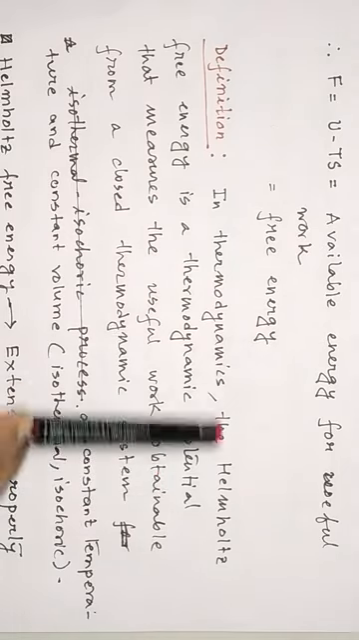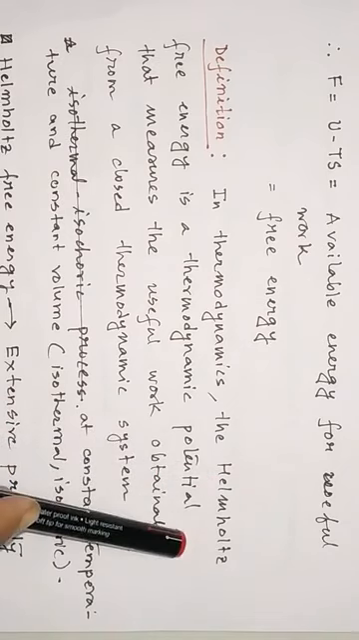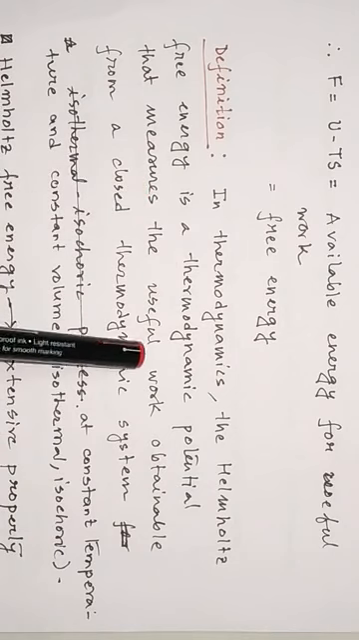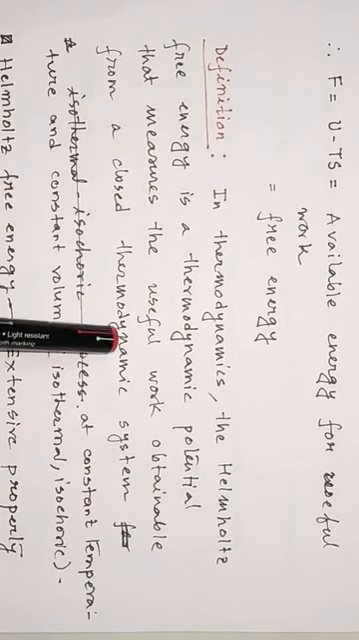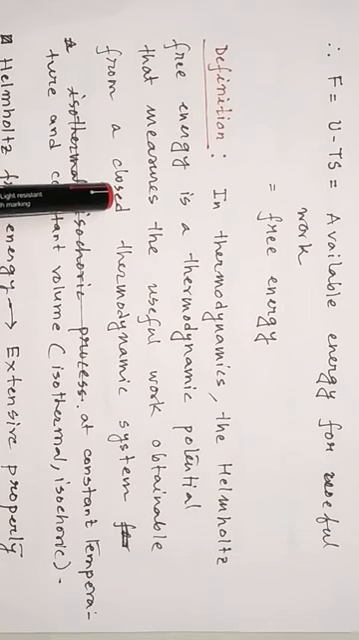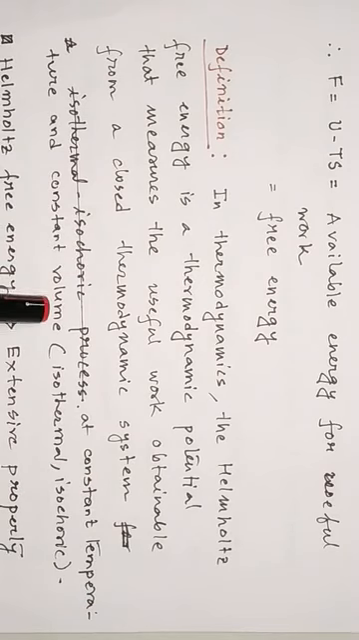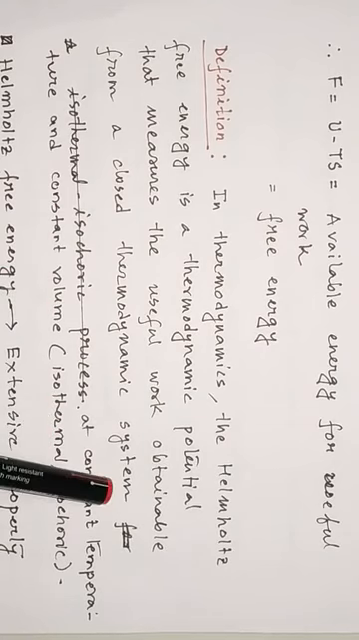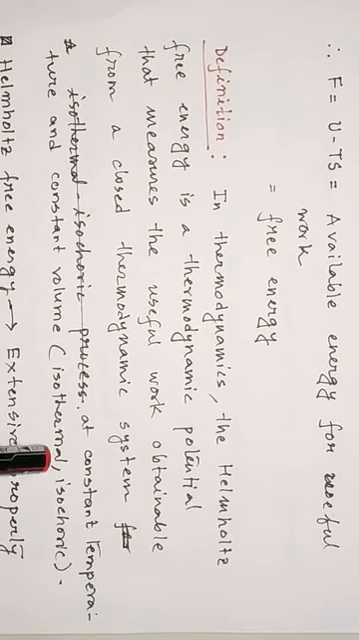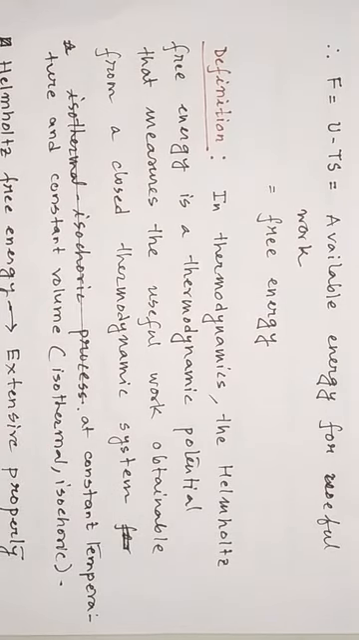Okay, so in thermodynamics, the Helmholtz free energy is a thermodynamic potential that measures the useful work obtainable from a closed thermodynamic system. Closed means there can be exchange of heat, there can be exchange of energy, but there cannot be any exchange of mass. Okay, so a closed thermodynamic system at constant temperature and constant volume. Whatever process the thermodynamic system undergoes, it has to be isothermal and isochoric. So this is the definition of the Helmholtz free energy.